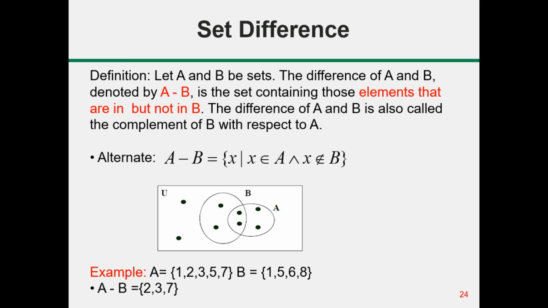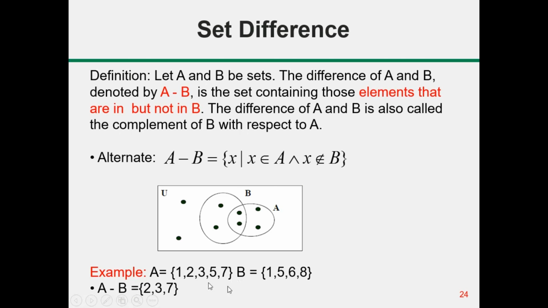So set difference is also simple. For example, let A and B be sets, the difference of A and B is denoted by A minus B. So we can write like that. This explains the elements that are in A, but not in B. So A minus B means elements that are in A and that are not in B. The difference of A and B is also called the complement of B with respect to A. So alternatively we can write A minus B as X is an element of A and X is not an element of B. So see from here, 1 2 3 5 7 and 1 5 6 8.